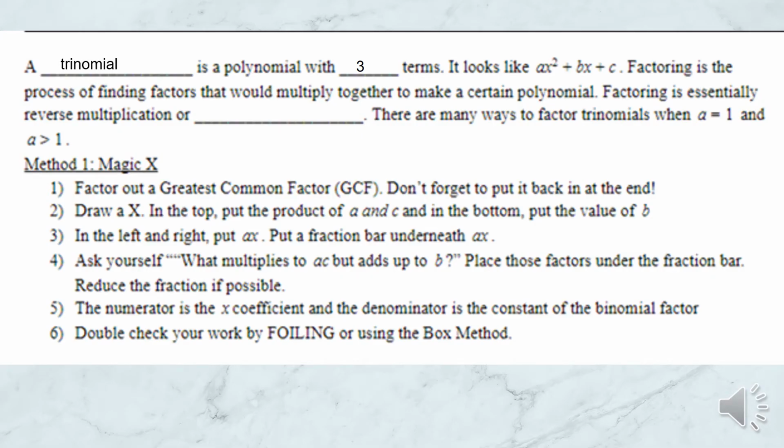So a trinomial is a polynomial with 3 terms. It looks like ax squared plus bx plus c. And factoring is simply the process of finding things that would multiply together to make that certain polynomial. So it's reverse multiplication or undistributing.